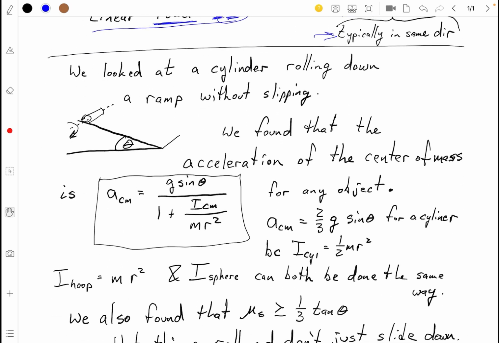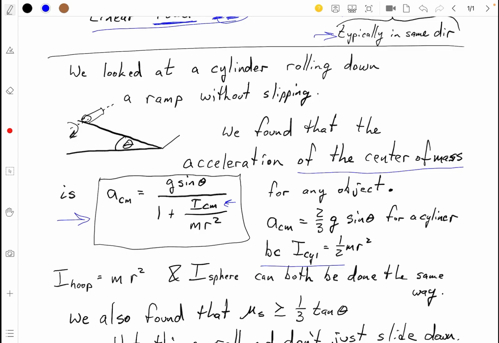Now, keeping with the moment of inertia thing, rolling and whatnot, we could have a ramp. We've got a cylinder rolling down the ramp, and it's doing its thing. Everything's working out great. We found that the acceleration of the center of mass, okay, is this equation right here, for any object, all right? But you have to know the object's moment of inertia. Its center of mass moment of inertia as it's rolling. So you figure that out, and you can stick that in, and then you can get the answer.